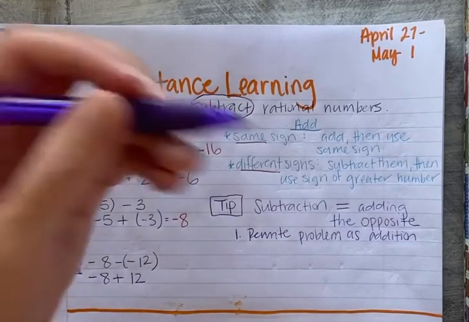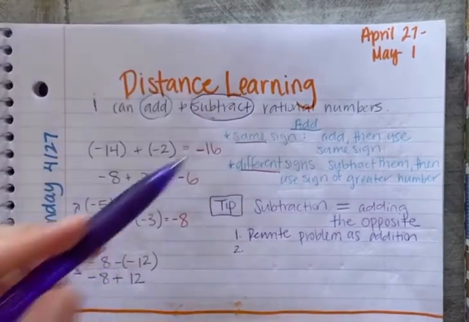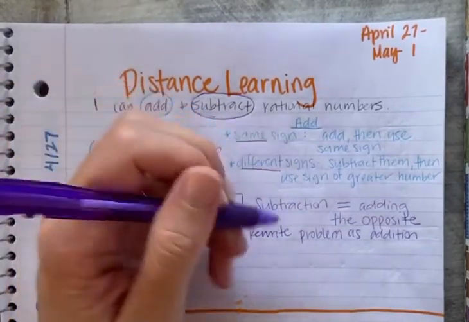Then I'm going to follow step 2, which would be to look at my rules for addition.